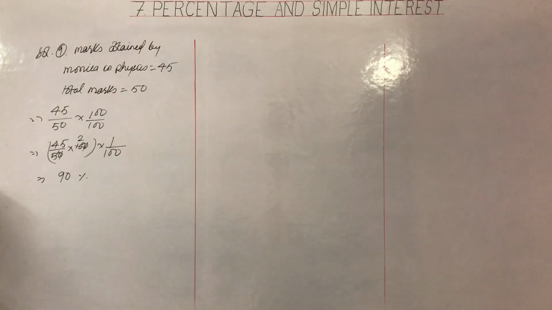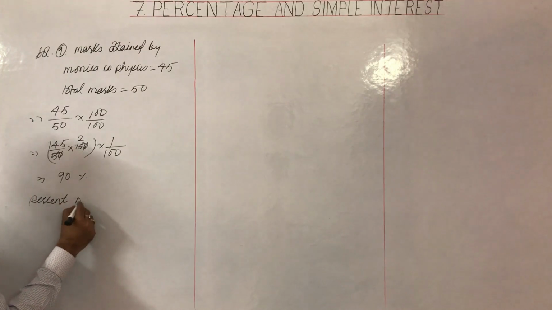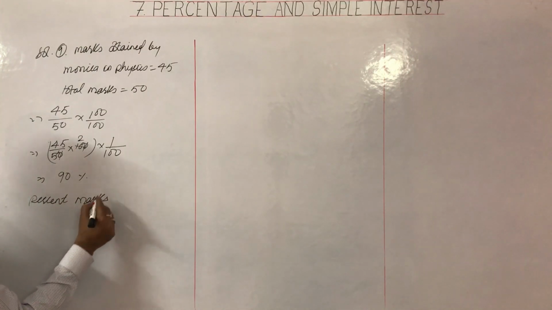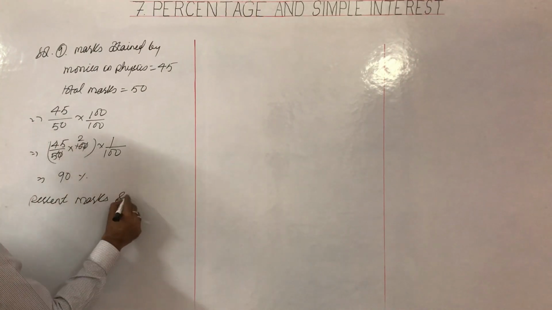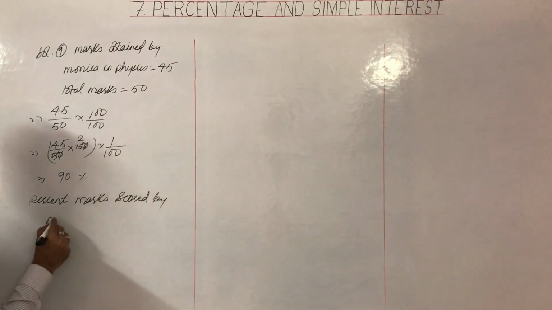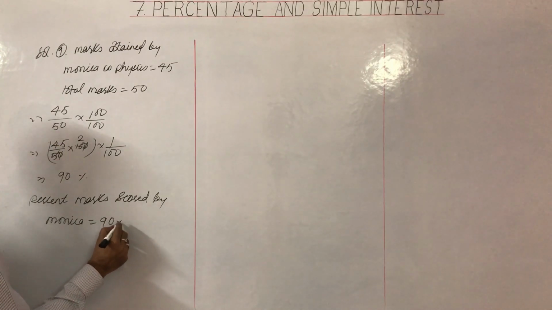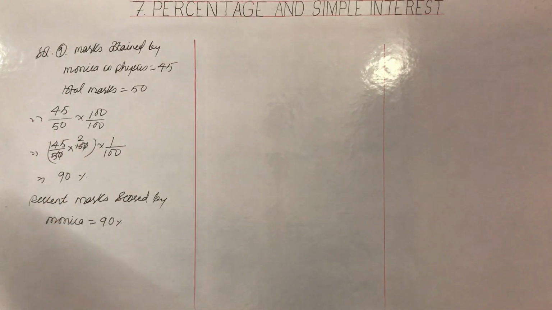In words, what to write? What percent of marks did she get in physics? So percent marks scored by Monica equals to 90 or 90%.